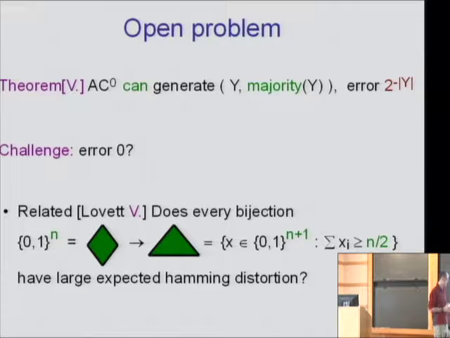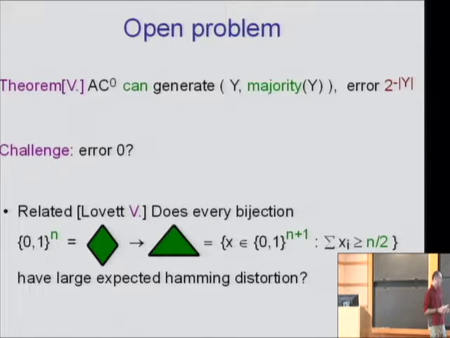This is just a combinatorics question. Think of the hypercube in n dimensions, and think of just the upper half of the hypercube with one more dimension. These two sets actually have the same size. This is a basic fact that people learn in high school. Suppose that I have any bijection that goes from here to there. The same size, so it should be a bijection.